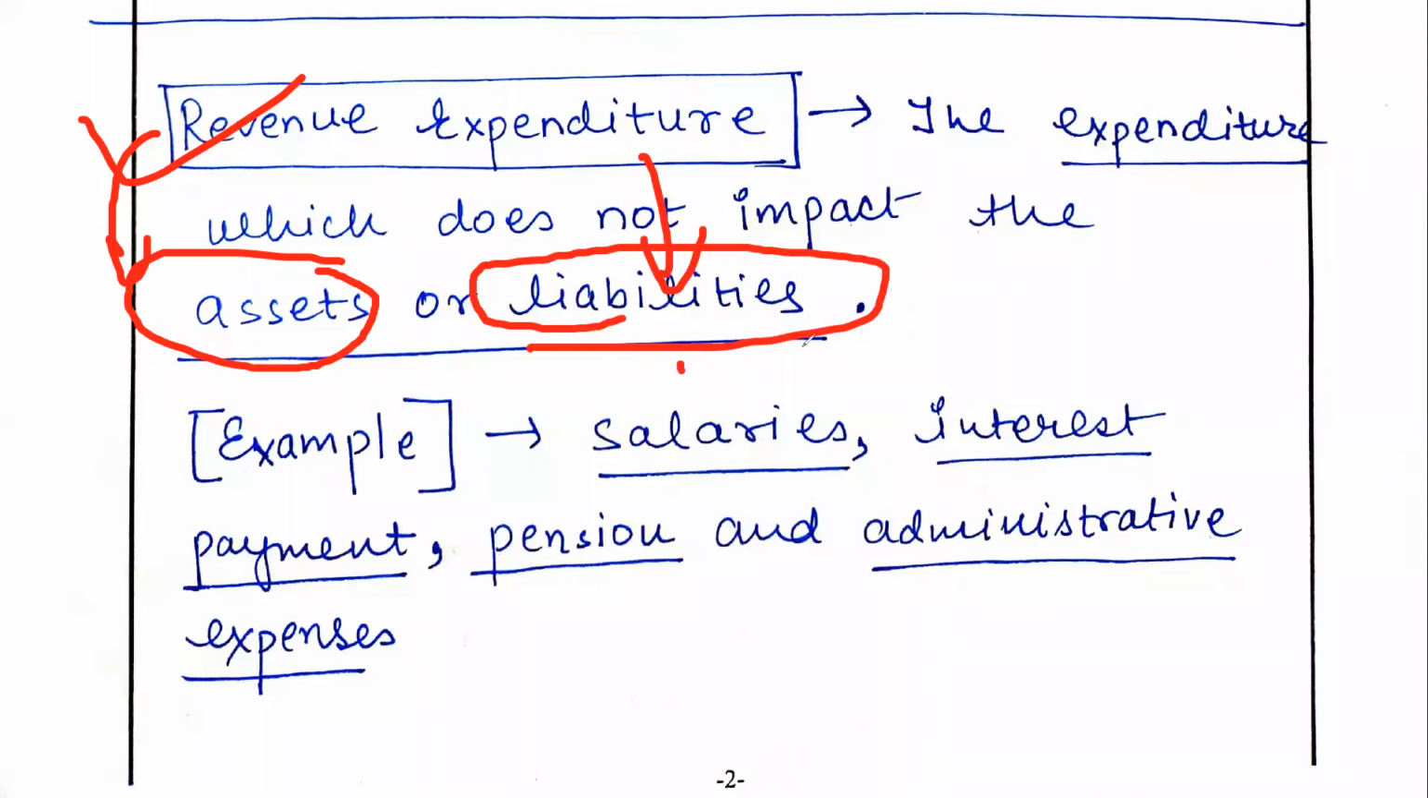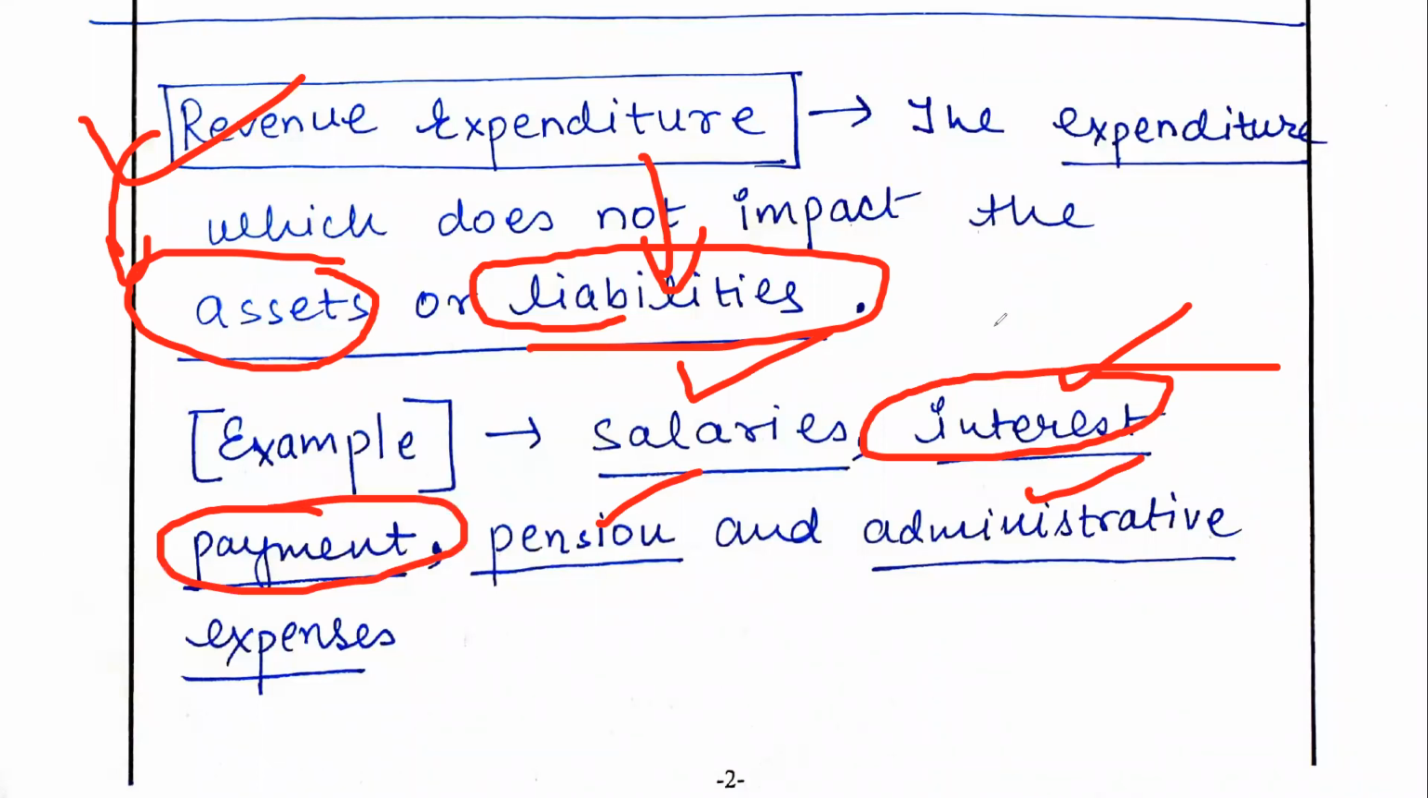Okay, so salaries, interest payment, pension, administrative expenses. Interest payment: suppose the government has taken an IMF loan.